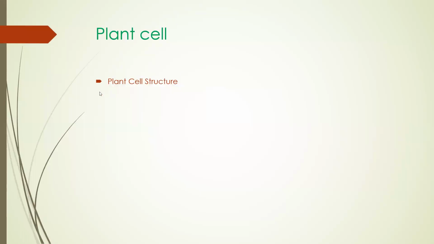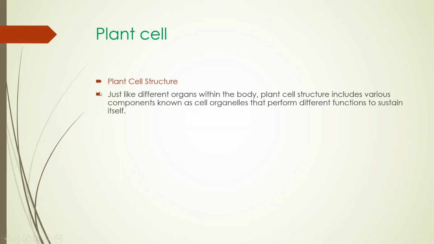Next, plant cell structure. Just like different organs within the body, plant cell structure includes various components known as cell organelles that perform different functions to sustain itself. First one, cell wall.